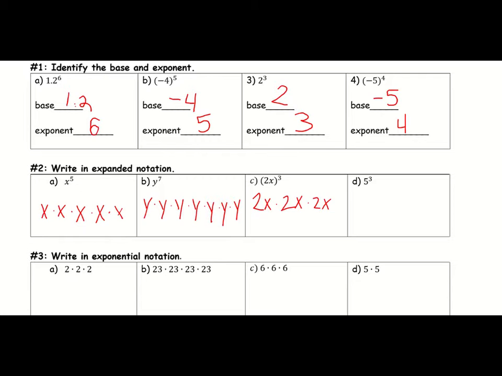Finally, letter D, 5 to the 3rd, would be our base 5 multiplied by itself 3 times according to the exponent. So exponential notation is basically a shorter way of not having to write down all of the bases we have.